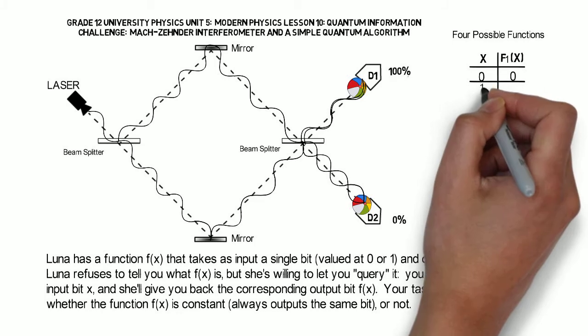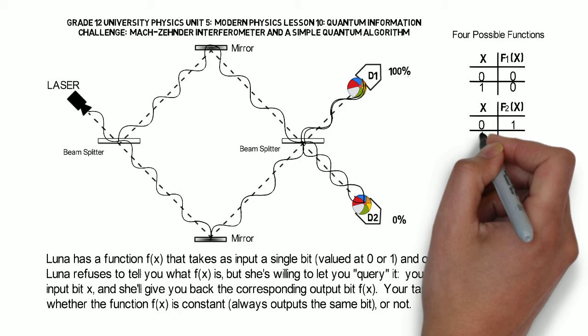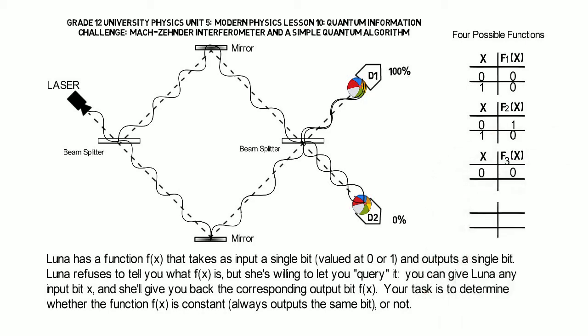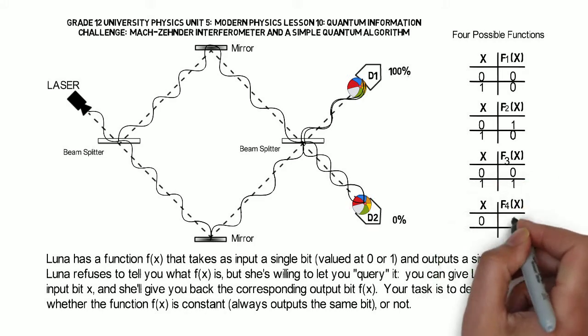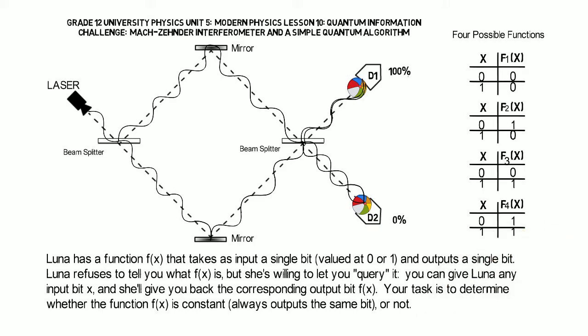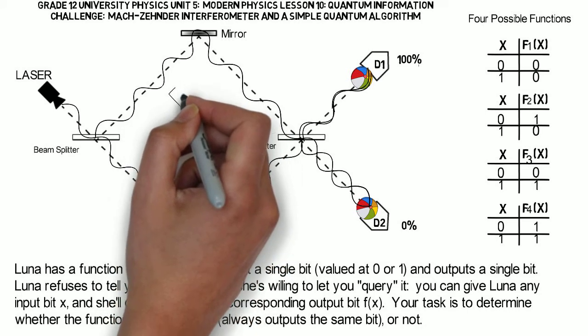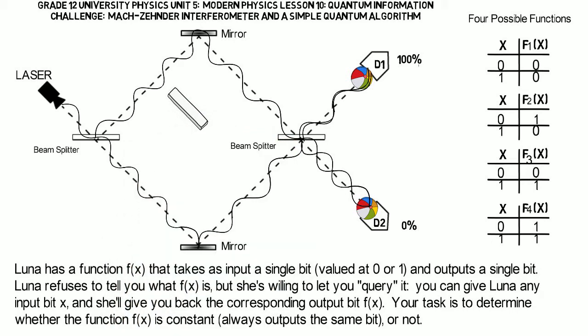So we have 4 possible functions here. If the bit x is 0, the function could be 0 or 1. Similarly, if the bit x is 1, the function could be 0 or 1, which leads to these following 4 options. Now, if this were a classical computer, you would have to ask 2 questions. Those being, what's f of x if x is 0? And what's f of x if x is 1?